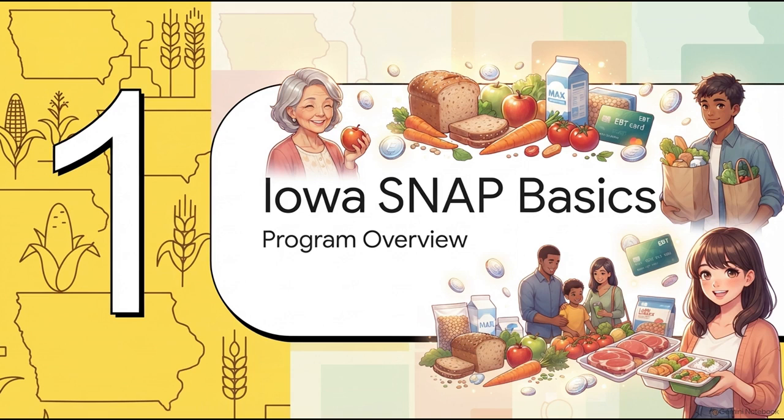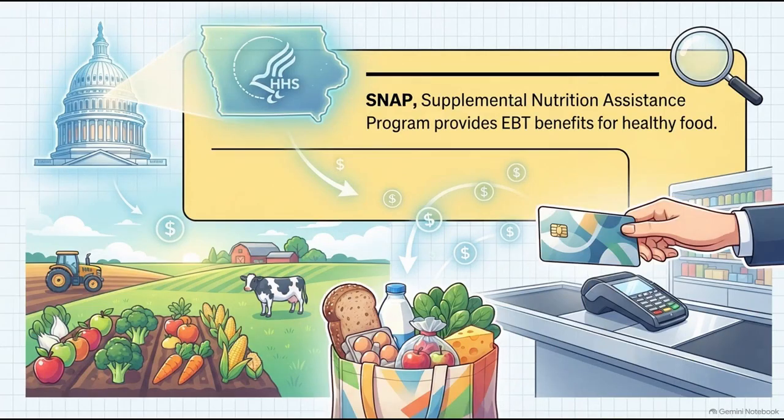All right, Section 1, Iowa SNAP Basics. Let's establish what this program actually is. So, before we even think about filling out forms, what are we talking about here? SNAP stands for the Supplemental Nutrition Assistance Program. You probably know it by its older, unofficial name, food stamps. Now, while the money comes from the federal government, right here in Iowa, it's managed locally by the Department of Health and Human Services, or HHS.